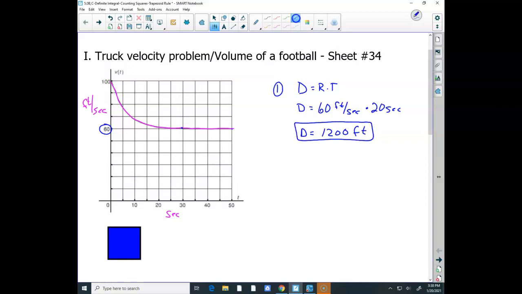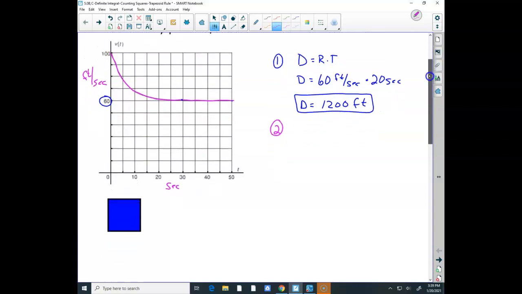Then it says number 2, and I'm going to go fuchsia here for number 2. Number 2 says, explain why the answer to problem 1 can be represented as the area of a rectangular region of the graph and shade the region. That is because I'm looking from my 30 seconds here all the way over to my 50 seconds here, because that looks like I'm pretty much going at a constant rate. This area right here, that's the area we're talking about.